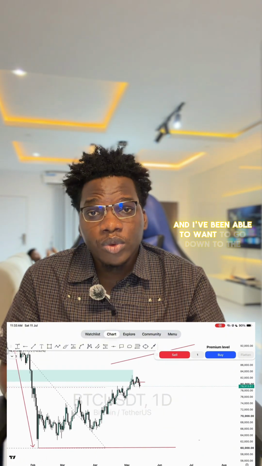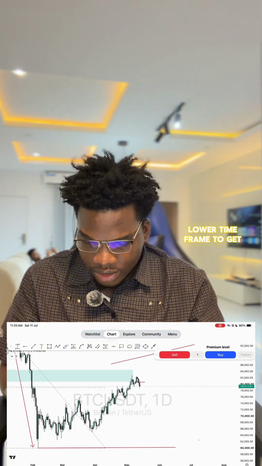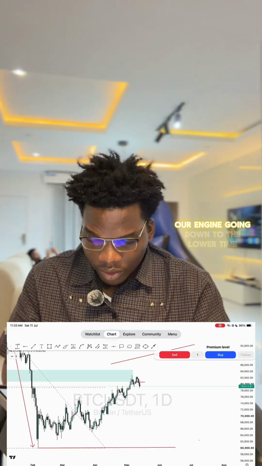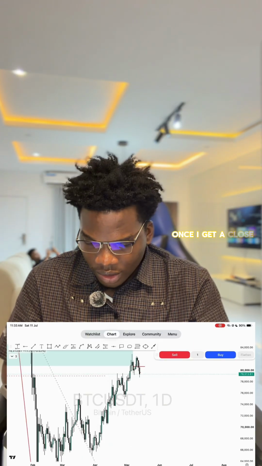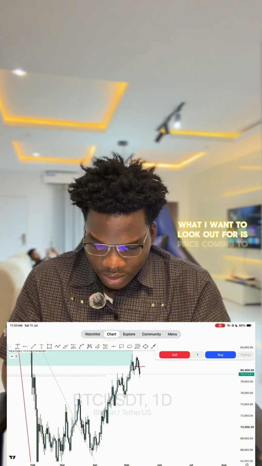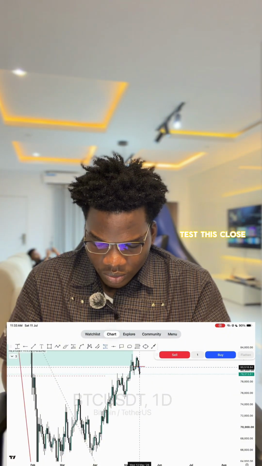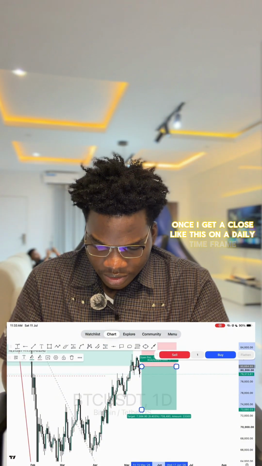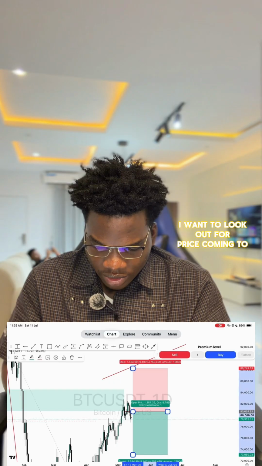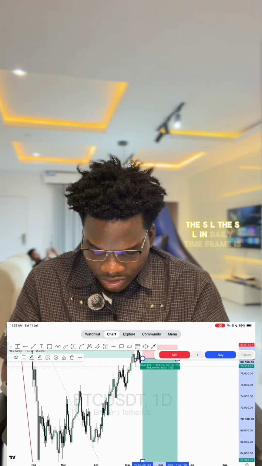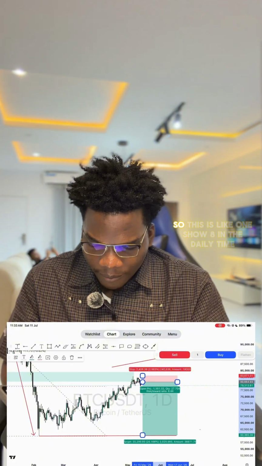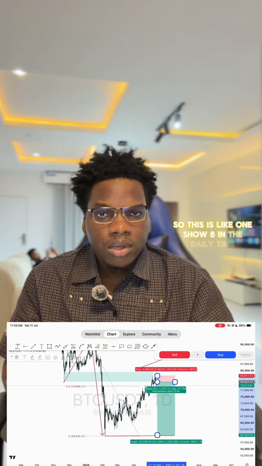And I want to go down to the lower time frame to get our entry. But once I get a close, what I want to look out for is price coming to test this close. Once I get a close like this on the daily time frame, I want to look out for price coming to test this close, then I sell from there. But most of the time here, the SL on the daily time frame is usually wide, so this is like 1:8 on the daily time frame.